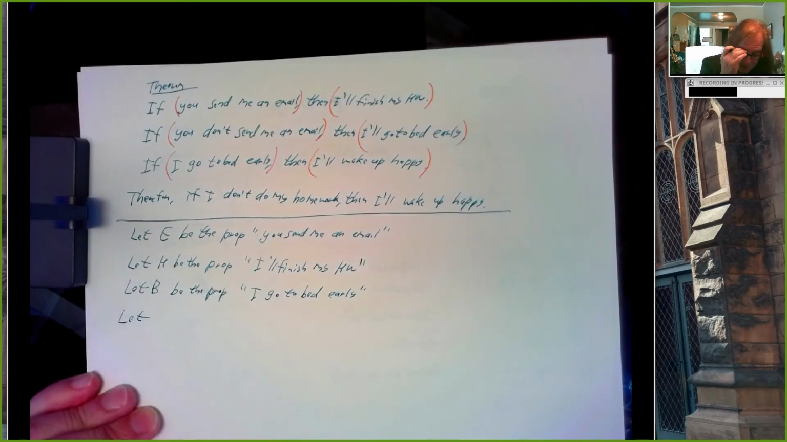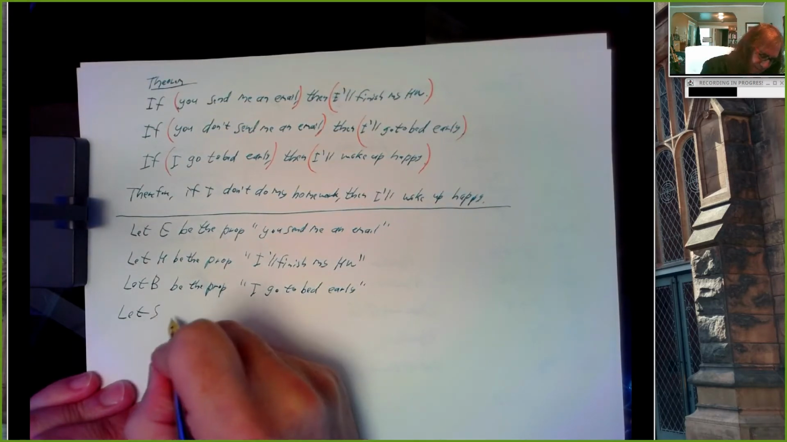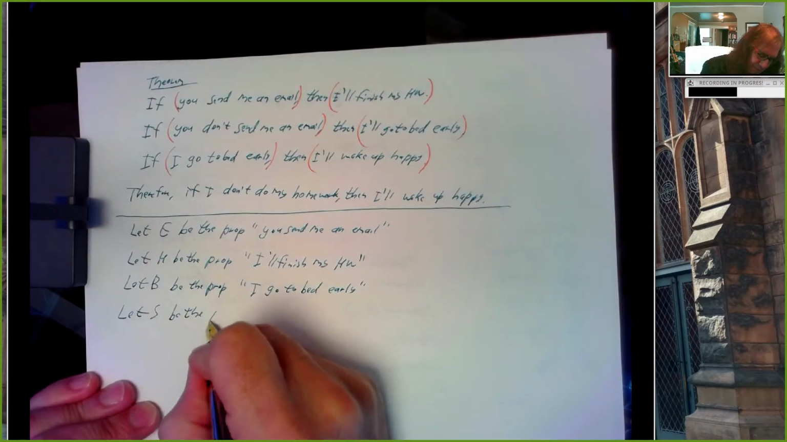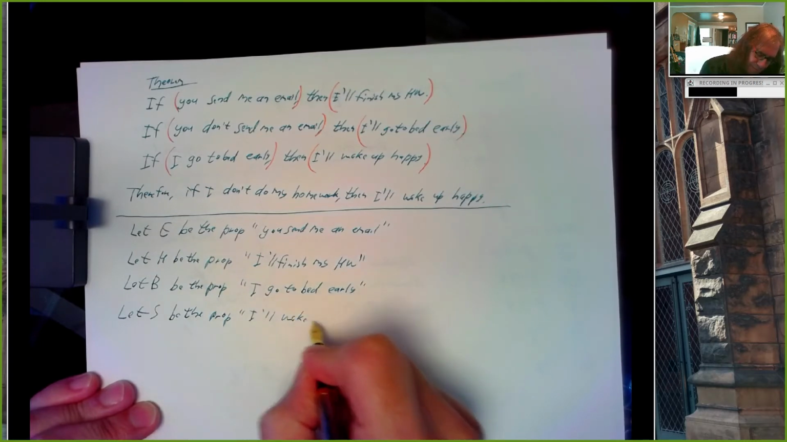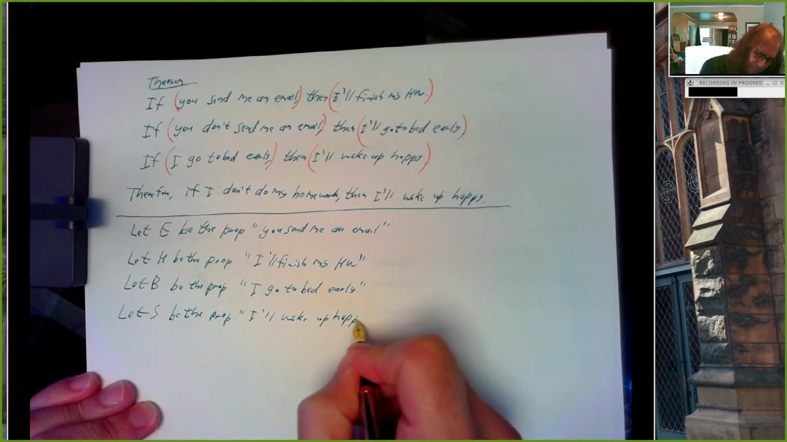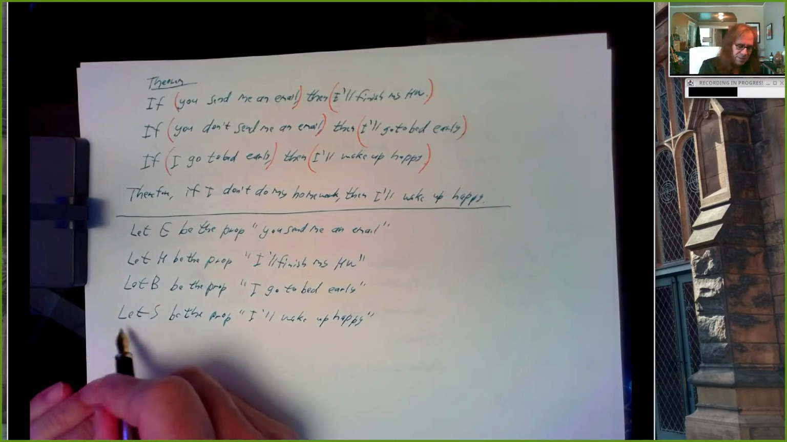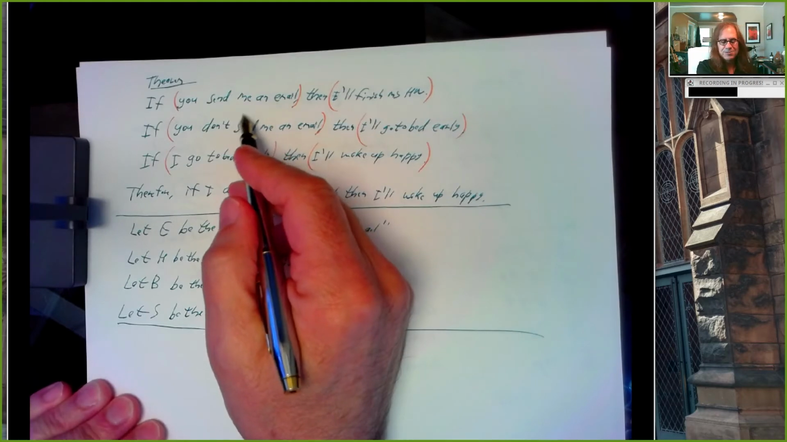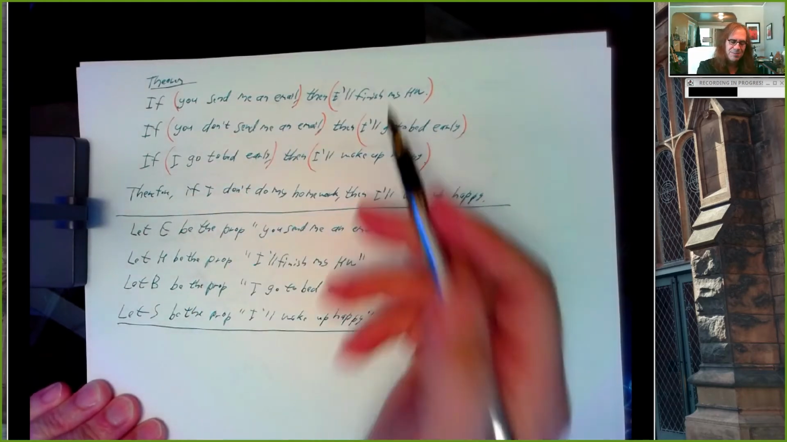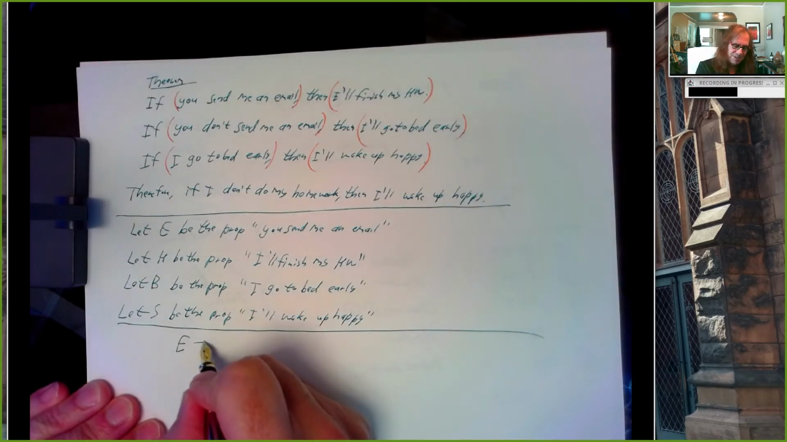And I should have used something else for homework so I could have H be happy. Let S for smile be the proposition: I'll wake up happy. So this first proposition that we're told is a hypothesis, we can assume this is true, is if you send me an email, I'll finish my homework. So that we can write more succinctly as if E, then H.